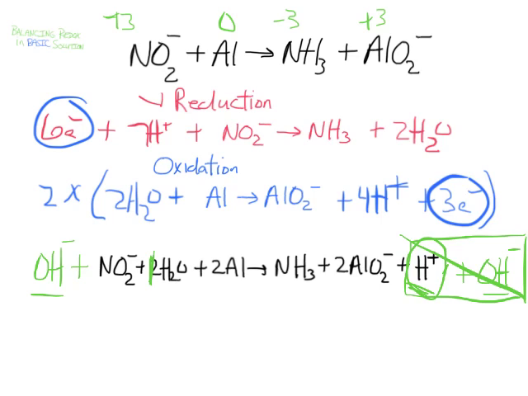I'll just check this really quickly in red. I have 2 aluminums on the left, 2 aluminums on the right. I have 1 nitrogen on the left, 1 nitrogen on the right. I have, let's see, 1, 3, 4 O's on the left. I have 2 times 2, 4 O's on the right. I have 1, 3 H's on the left. I have 3 H's on the right. And I have a net charge of -2 on the left and a net charge of -2 on the right. So everything balances out. I know that I've got this reaction correct.